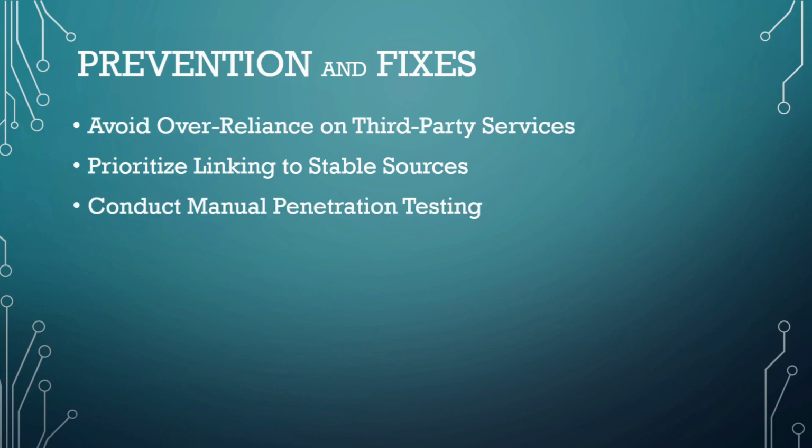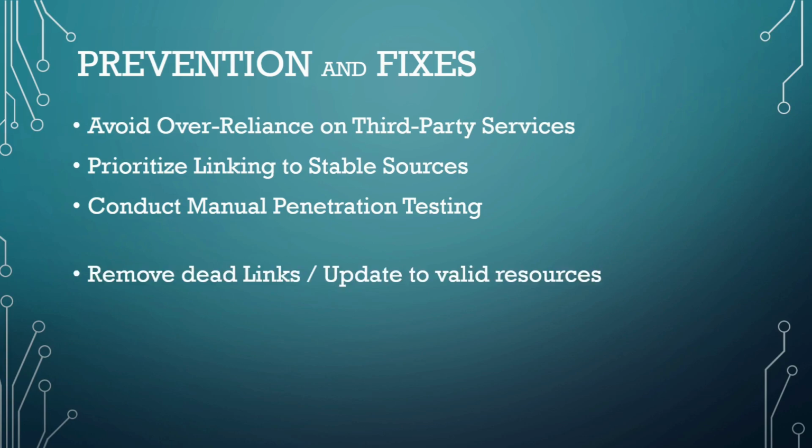Conduct manual penetration testing. Automated scans are useful, but manual penetration testing often reveals subtle issues that the tools miss. Remove dead links or update it to valid resource. Don't leave the broken links hanging around. Replace them with valid resources or remove them completely. Implement 301 redirects. If a resource moves, use redirects to guide users to the new location. This prevents attackers from exploiting the old link.